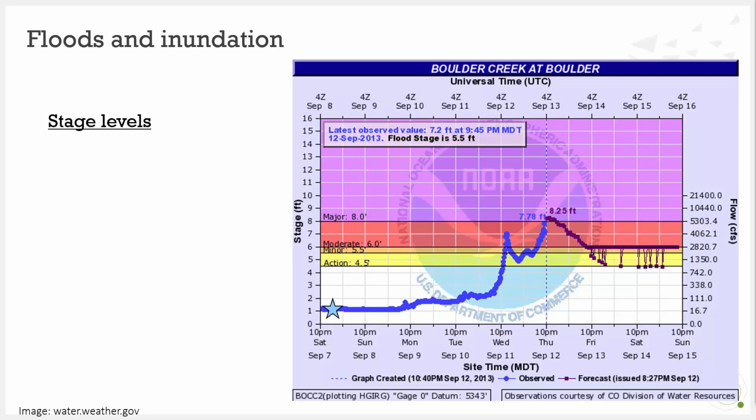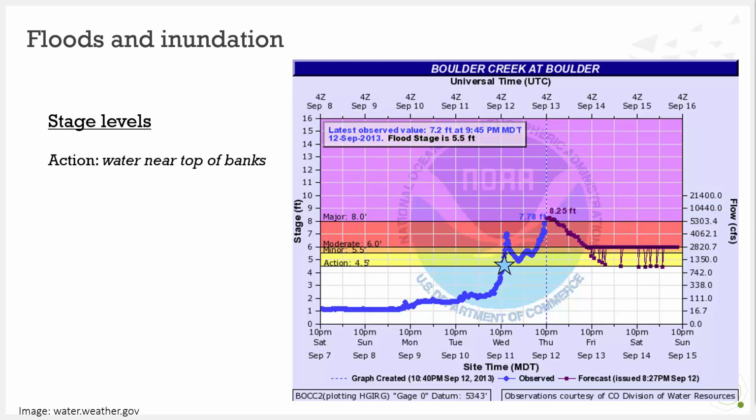Record rain fell across the Colorado Front Range in September of 2013, dropping the equivalent of a year's worth of precipitation in just a few days. As the river rose during the storm, it entered several stage levels. These levels are defined by the degree to which they threaten structures and overtop banks.